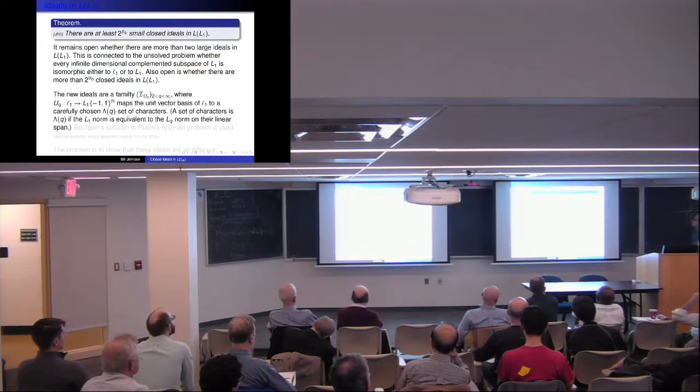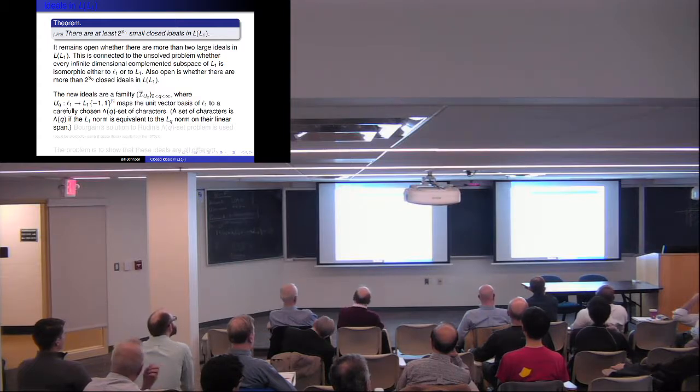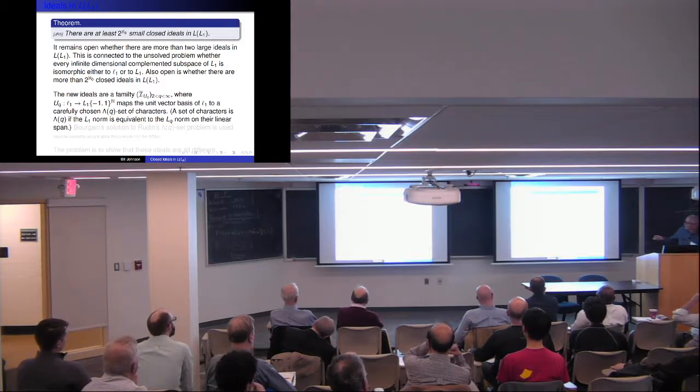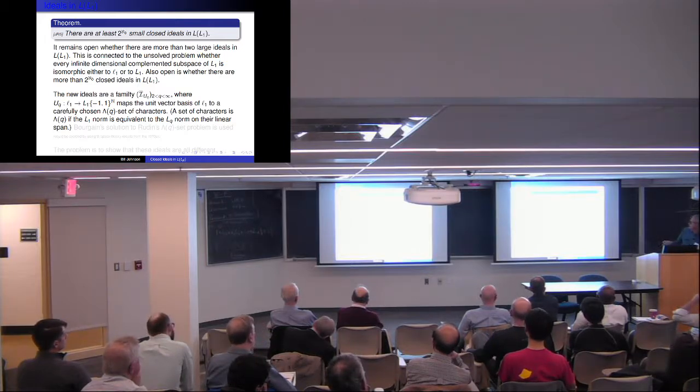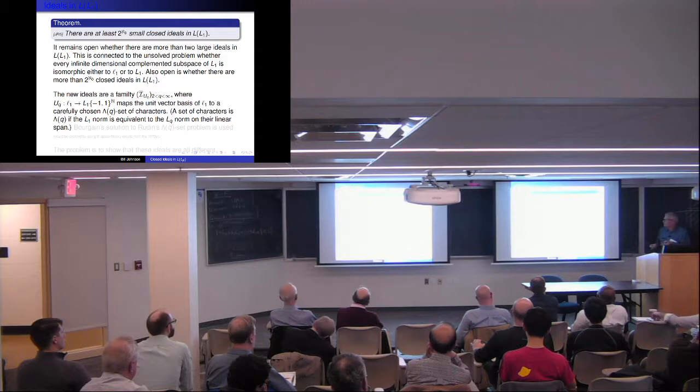So the new ideals that we have are a very natural family, and you can use harmonic analysis to do it. You look at these ideals of operators that factor through a particular operator, I'll call it l_q, with index q between 2 and infinity, so there's a continuum of them. And what is it? Well, little l_q maps the unit vector basis of little l1 to a set of characters. And that set of characters is what's called a lambda q set.